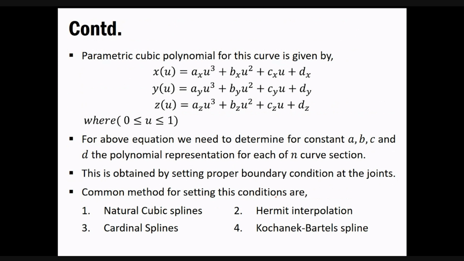So now common methods for setting these conditions are natural cubic spline, Hermite interpolation, cardinal spline, and the fourth thing that we have is Kochanek-Bartels spline. Okay, so now there might be confusion, but once we get into these topics you will start to get an idea. This is the basic thing we wanted to know. We have a figure also, and based on the curve control points we'll try to understand this. Okay, these are the curve sections that we have and these are the points, and we want something at the joints that would do all of this for the application.